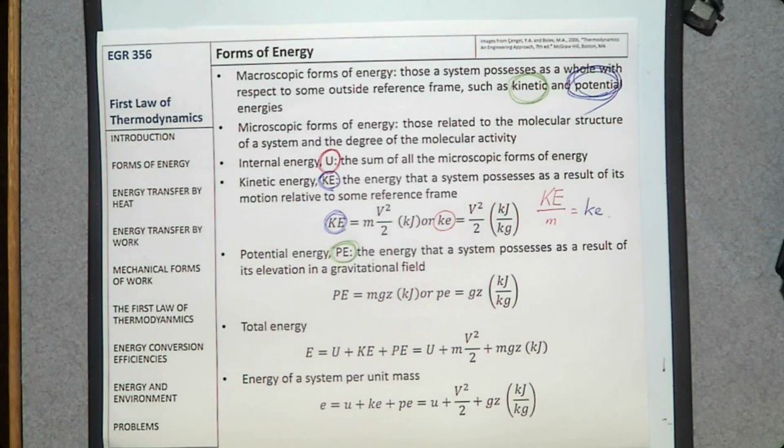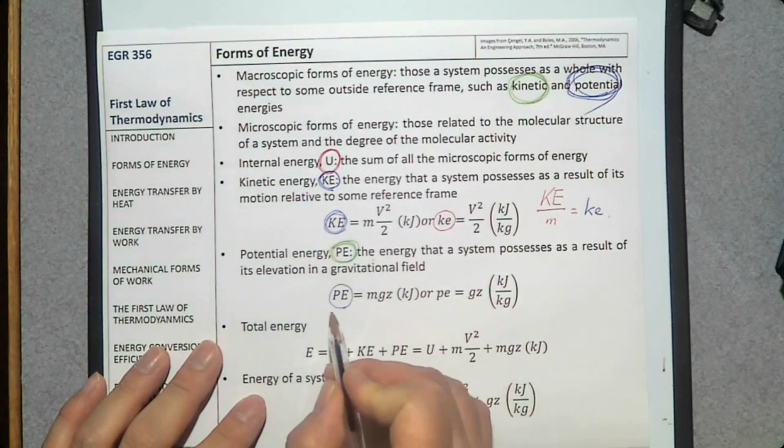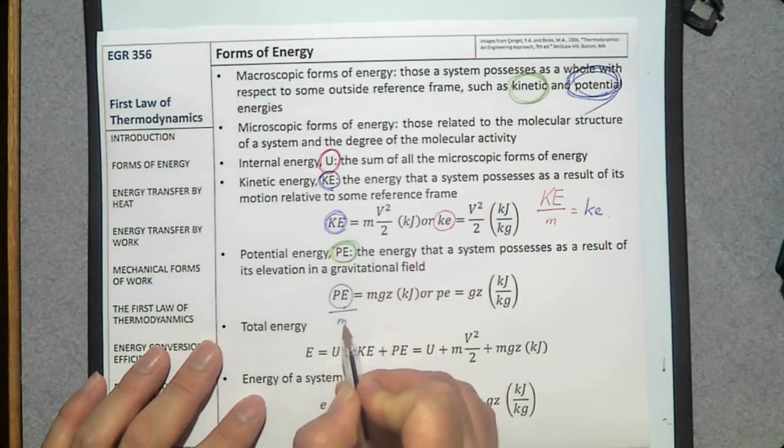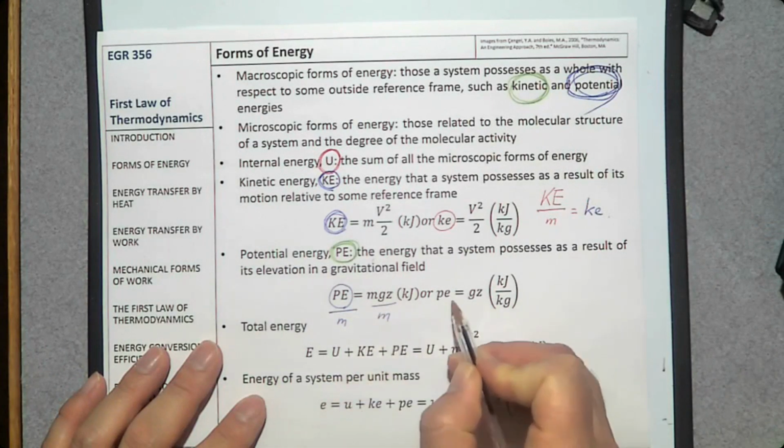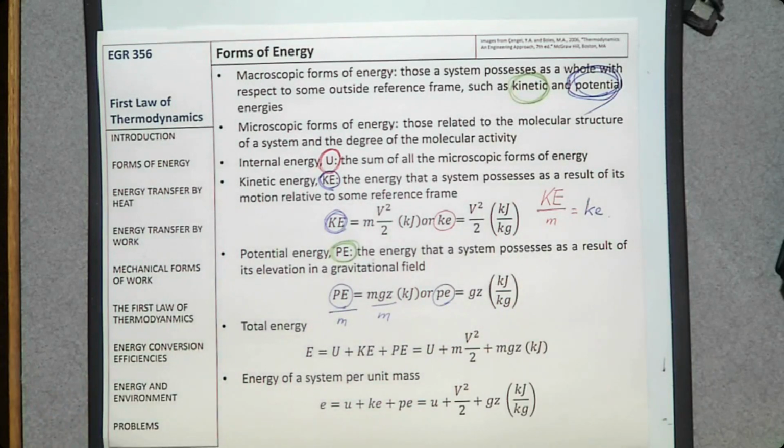Similarly, potential energy can be determined by mass times gravity times elevation z, and you can also divide this potential energy by mass. That becomes specific potential energy pe, and we can use gravity and elevation z. The unit is kilojoule per kilogram or joule per kilogram.